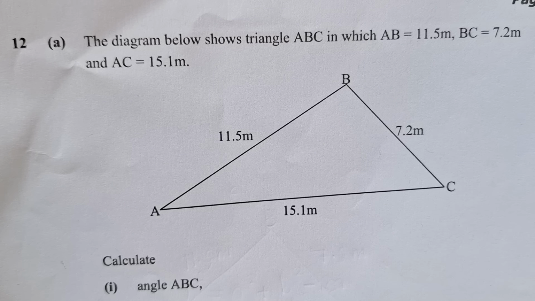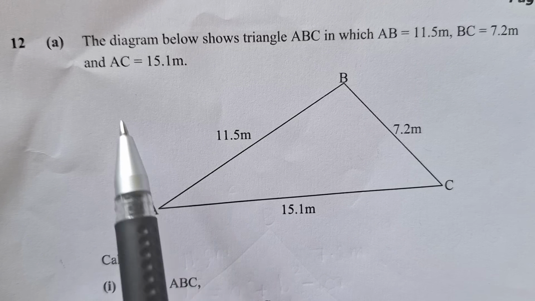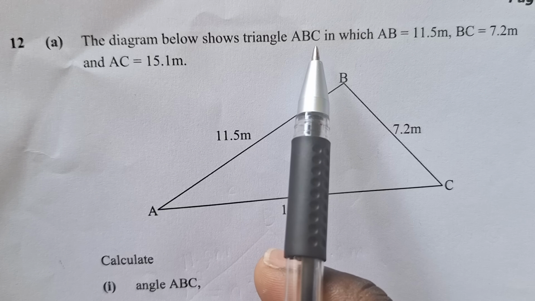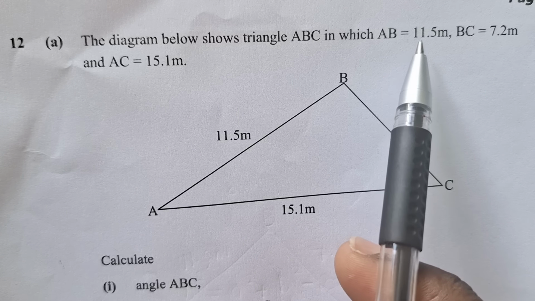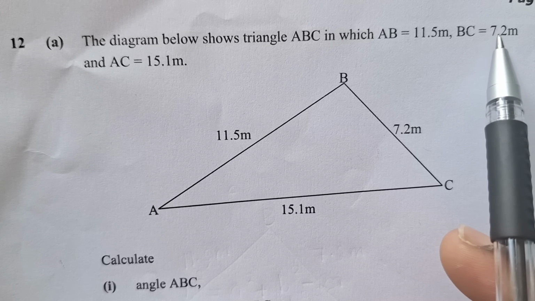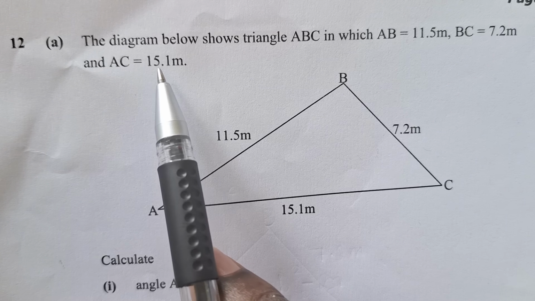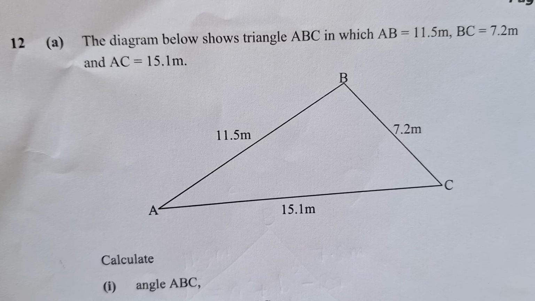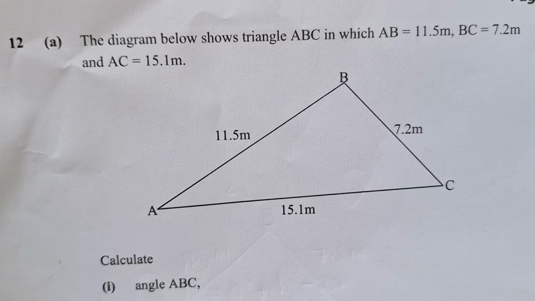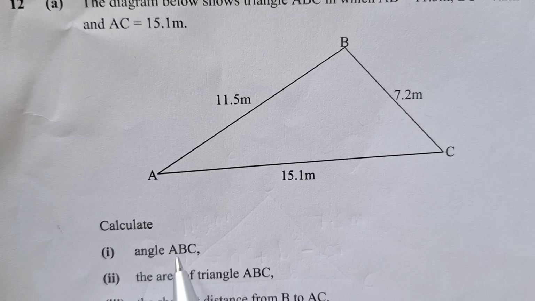So this question came in 2021, of course. The question reads: the diagram below shows triangle ABC in which AB is equal to 11.5 meters, BC is equal to 7.2 meters, and AC is equal to 15.1 meters. You can see the sides on the diagram here. And the first question, they're saying calculate angle ABC.